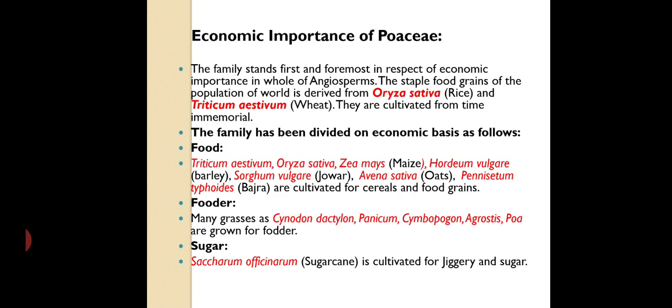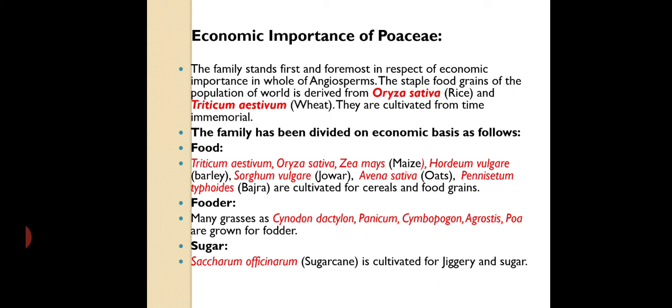And now we will discuss the economic importance of Poaceae. This may be asked as a 4-mark question. Coming to the explanation related to the economic importance, this family is very important because cereal grains come under this Poaceae. For example, Oryza, that is rice, and Triticum aestivum, that is wheat, and these two cereals have been cultivated from time immemorial.